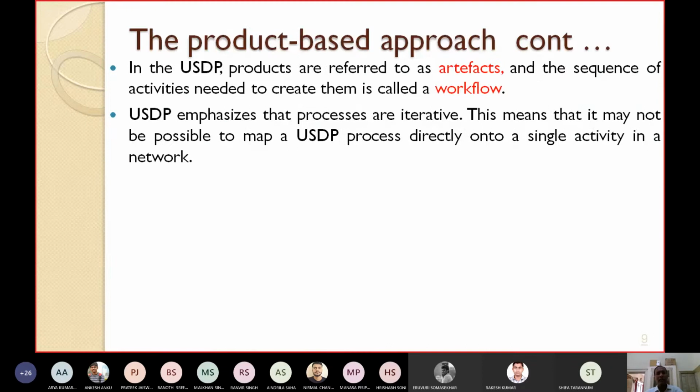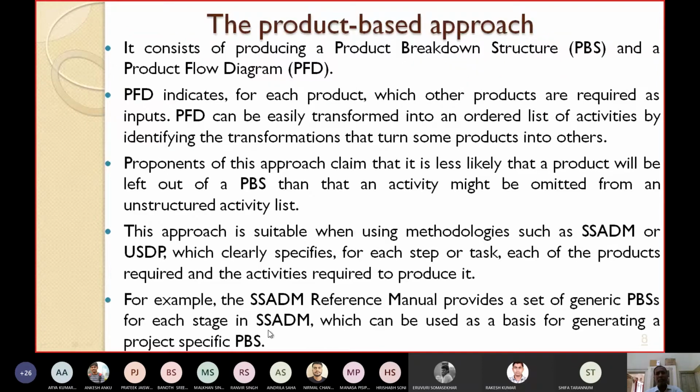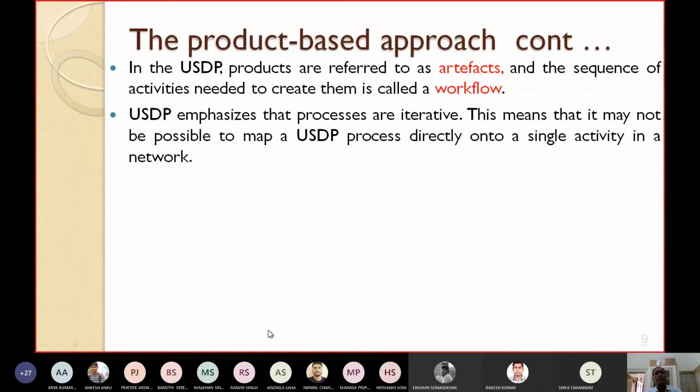Here I have taken an example of SSADM. Similarly, you can take the example of USDP. As I have already told you, USDP stands for Unified Software Development Process, which is an agile methodology. In the Unified Software Development Process, the products are referred to as artifacts, and the sequence of activities needed to create them is called a workflow. What sequence of activities is required to create the artifacts? They are known as workflows.